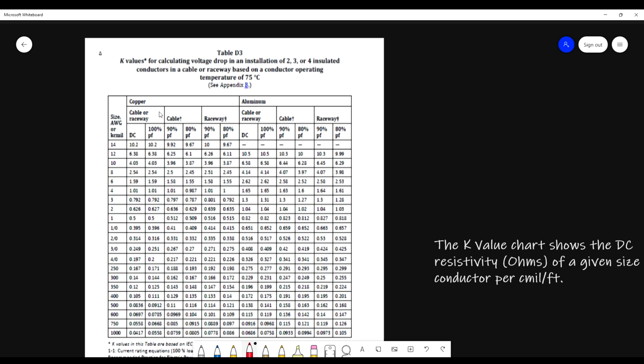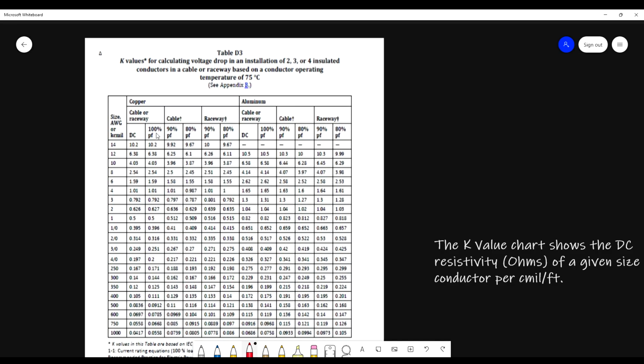Now what they also show you in this new chart is whether it's going to be a cable or raceway, right? So you've got cable or raceway for copper, same thing for aluminum. But when you look at the next row below it, you've got DC values, so if you're working with DC. But then to the right of that, you have power factor. So that's been added in, right? So now we need to know the power factor of the circuit.